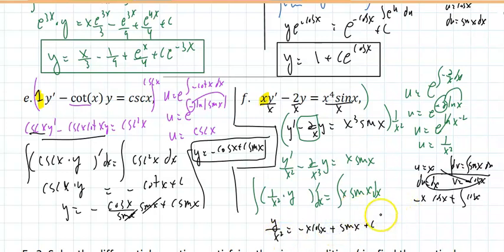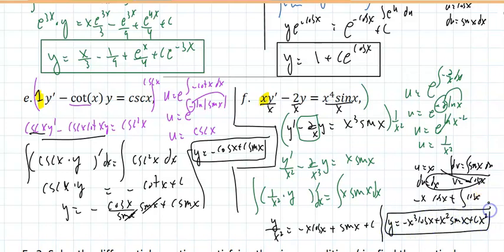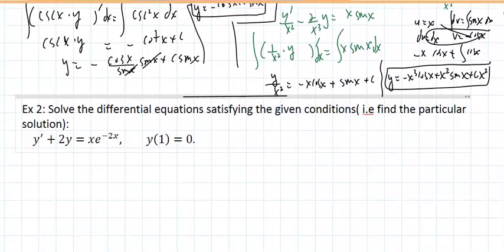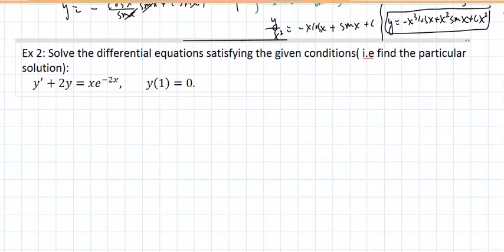And if I multiply by x squared, I'll get y to equal negative x cubed the cosine of x plus x squared the sine of x plus c x squared. And that would be my final answer. And if they gave me initial conditions, I could actually figure out what C is.